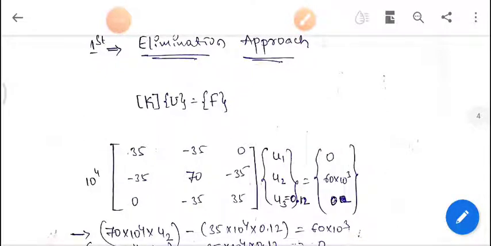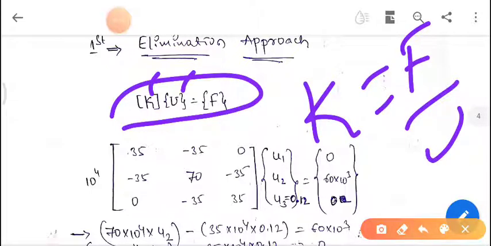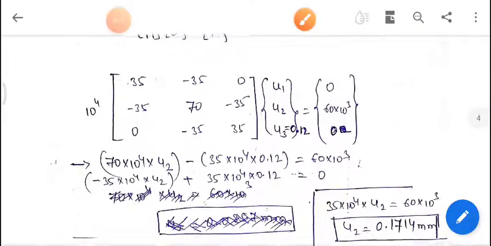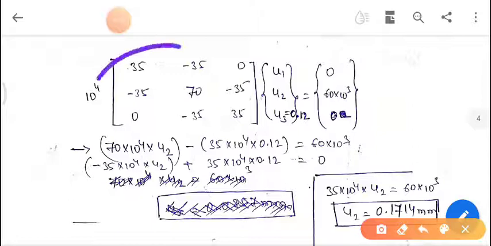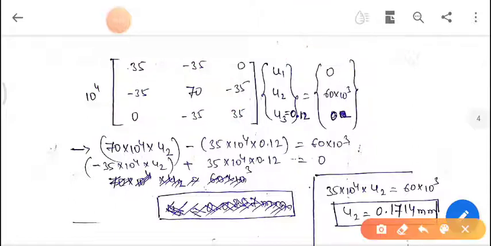Here you can see, as I explained, Ku is nothing but stiffness into displacement is equal to force. That's what we have written as the equilibrium equation. We need to substitute this data. This is the global stiffness matrix, global displacement vector, and global load vector. Here I have written u1, u2, u3, which is nothing but displacement, and u3 is already given as 0.12. Now using the elimination method, we need to eliminate the first row and first column, because the first node is fixed.